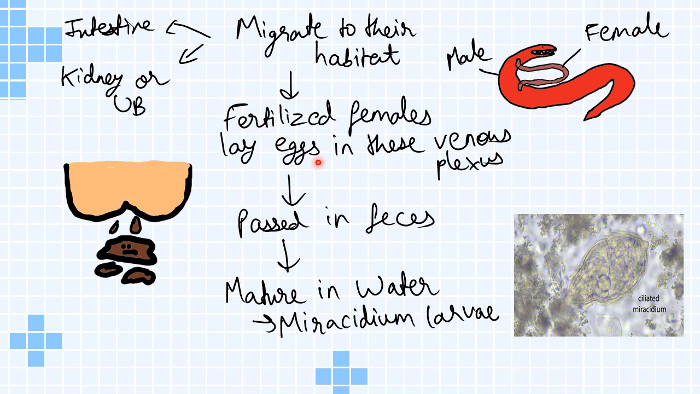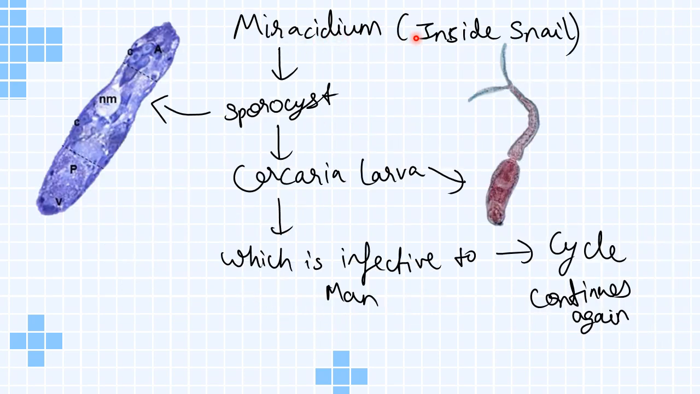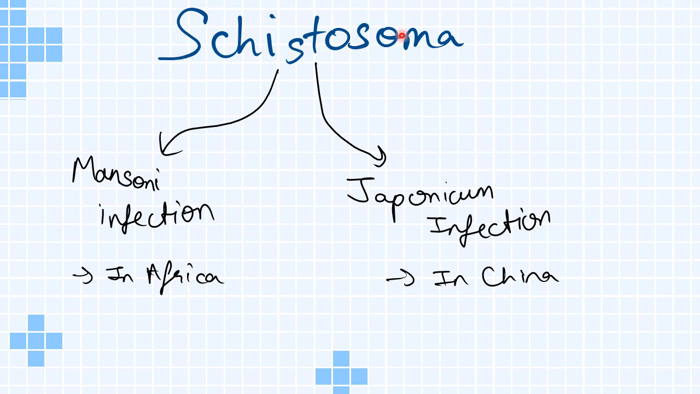Fertilized females lay eggs in this venous plexus, then the eggs get passed in feces. They mature in water and hatch as Miracidium larvae. The Miracidium develops inside the snail. It then develops into Sporocyst, then into Cercaria larva. It then leaves the snail and enters the fresh water again, which is infective to man, and the cycle continues again. The two important species of Schistosoma are Schistosoma mansoni and Schistosoma japonicum. Schistosoma mansoni is common in Africa, whereas japonicum is common in China.